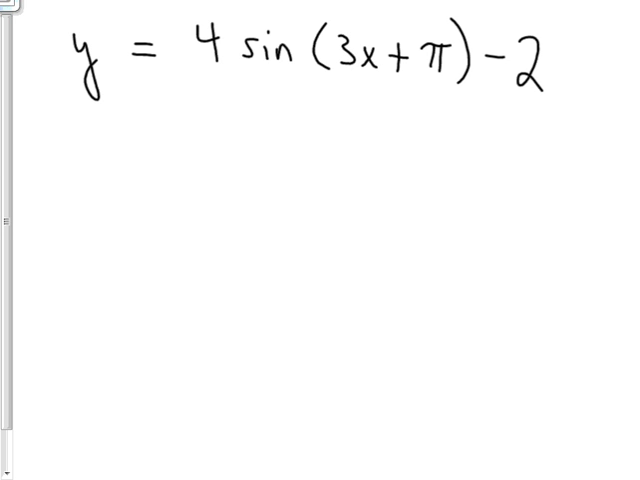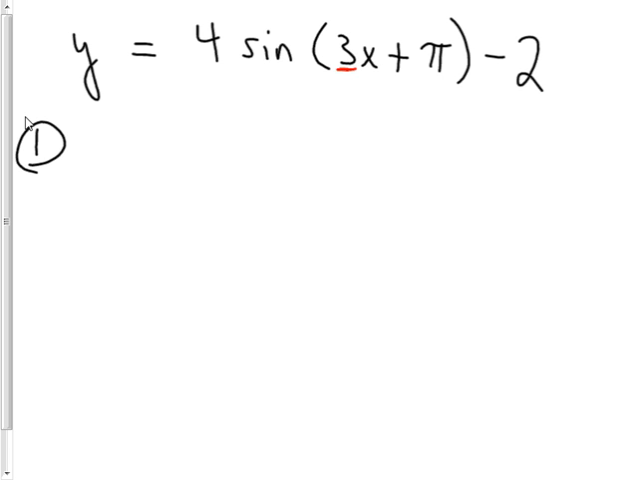Let's take a look at an example of graphing the following trig function. So we have y equal to 4 times the sine of 3x plus pi, minus 2. So in your notes that you printed off, the very first thing you need to do is make it fit the form that is seen there. Since I have 3x plus pi, and this 3 is not factored out, it is not in the form that I need it to be. So I'm going to have to factor that 3 out.